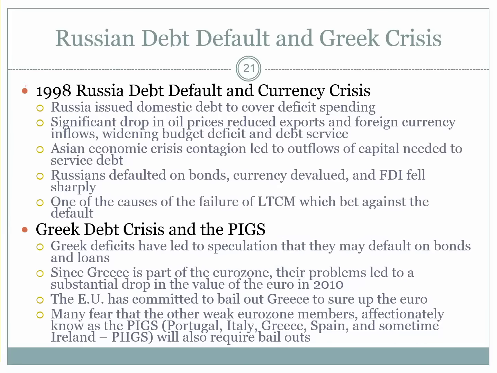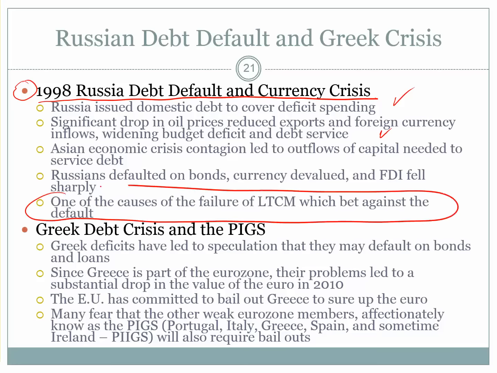A couple more historical events in currencies. The 1998 Russian debt default and currency crisis was actually a little bit similar to 2015 Russia. Oil and gas prices collapse, which then hurts the budget deficits of the Russian government. They then, in fact, default on their bonds and the currency collapses. Now, a side effect: one of the big bets of LTCM, Long-Term Capital Management, was that the Russians would not default on their bonds. That was one of the causes that led to the failure of LTCM.